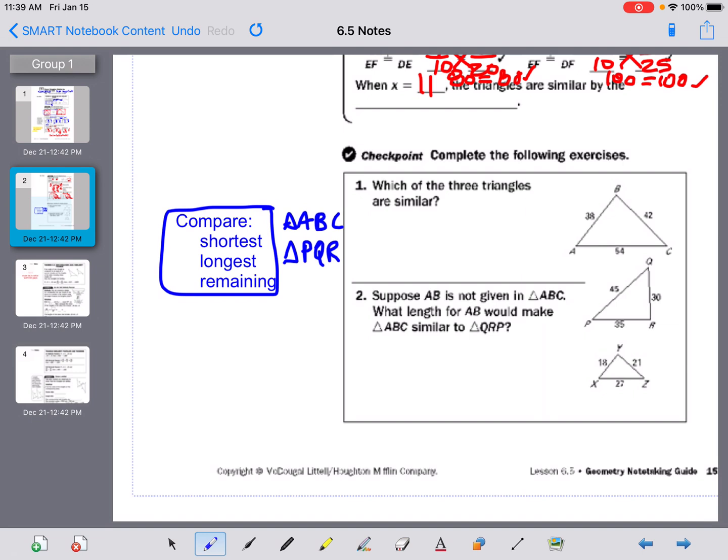Okay, so on my shortest side of ABC, I see 38. Shortest side of PQR, I see 30. I can divide both by 2, and I get 19 over 15. Okay, I'm going to the longest sides. The longest side on ABC is 54. The longest side on PQR is 45. I think I can divide both by 9. I'm going to get 6 over 5. I can tell already, are these two going to be similar? Definitely not. Okay, so I'm going to say not similar.